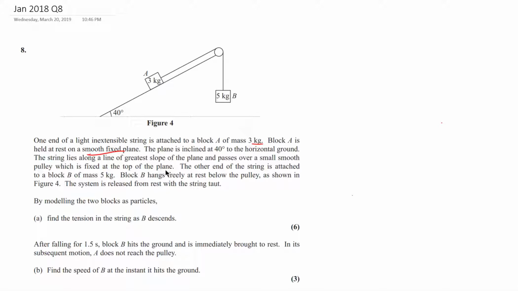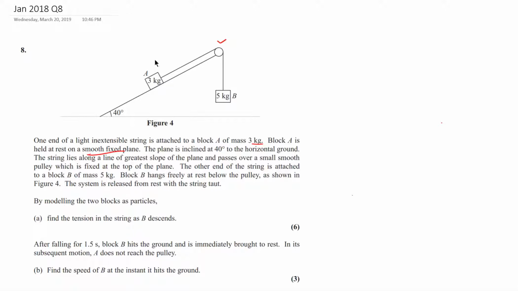which is fixed at the top of the plane, which is here. Block B hangs freely at rest below the pulley as shown in figure 4. The system is released from rest with the string taut. Modeling the two blocks as particles, find the tension in the string as B descends.